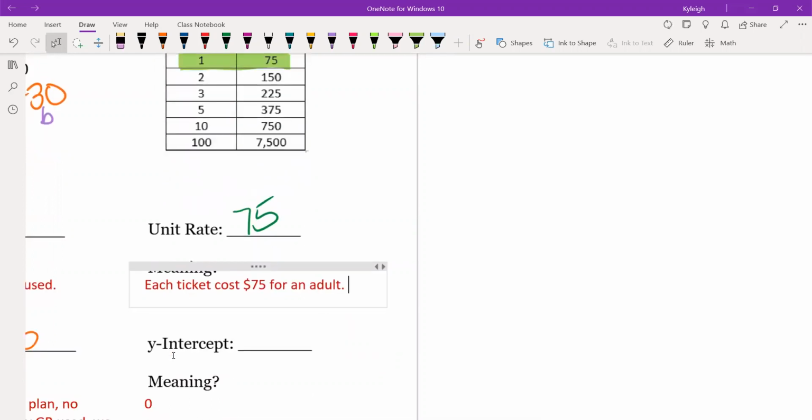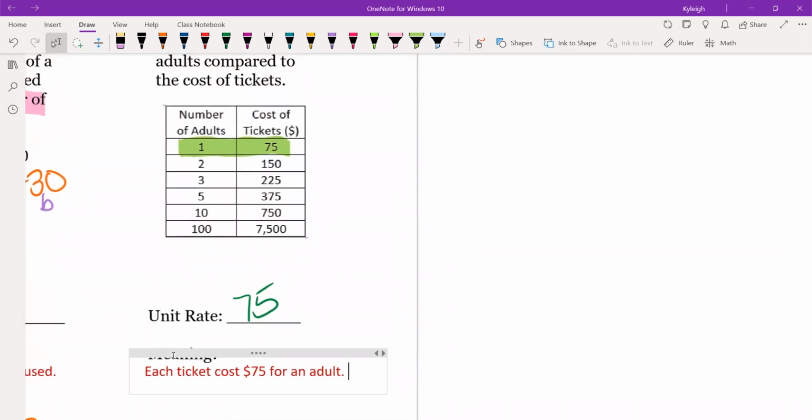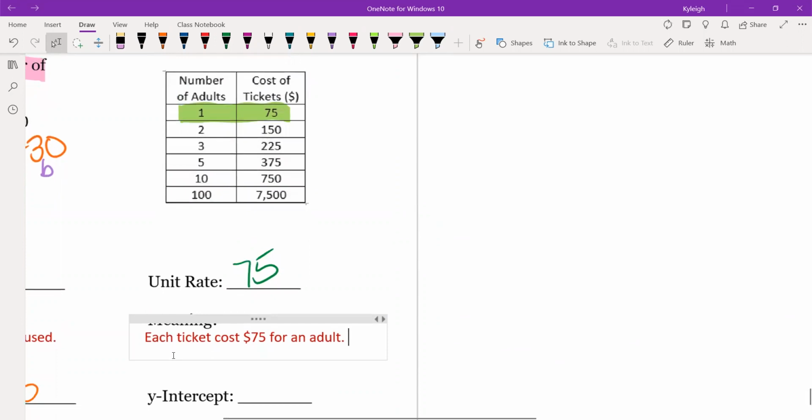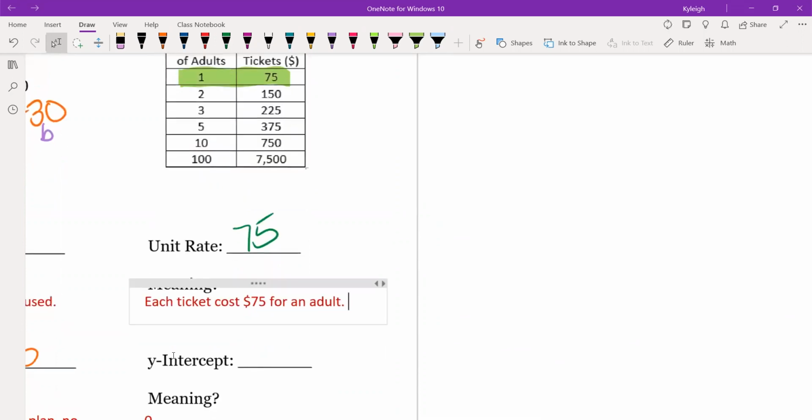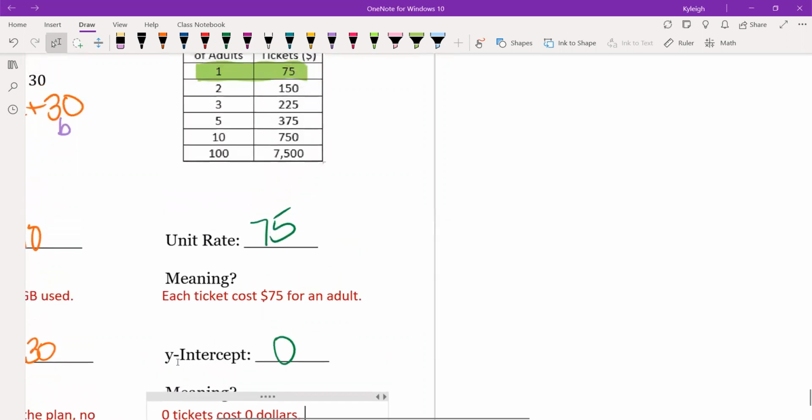Okay, then our next question is our y-intercept. That's our starting value. Starting value would be if we have 0 adults. So if we have 0 adults, how much would we pay in ticket price? Well, it's not on the table, but if we didn't buy any tickets because there's no adults coming, it's going to be $0, right? So our y-intercept is 0. What that means is 0 tickets cost $0.